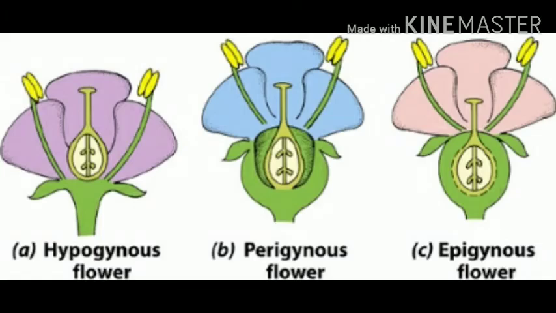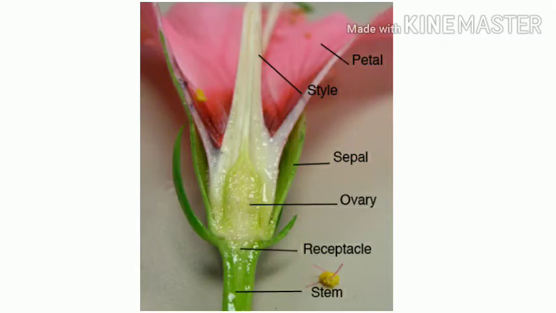Now, depending on the relative position of various whorls with respect to the ovary, you can divide all the flowers into 3 categories. The flower can be either hypogynous, perigynous, or epigynous. Let's see what these terms are. First of all, let us observe a hypogynous flower. This is the flower of a hibiscus plant, that is a China rose. It is a hypogynous flower.